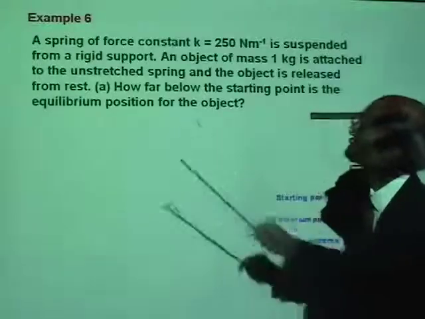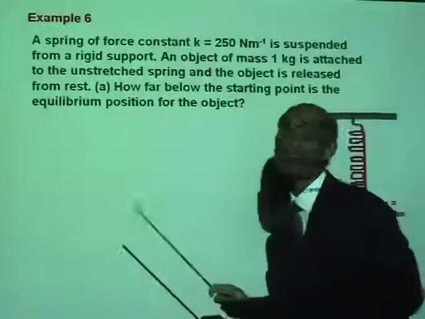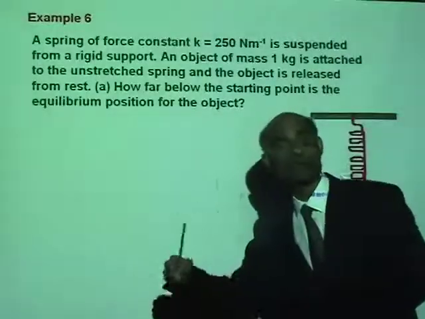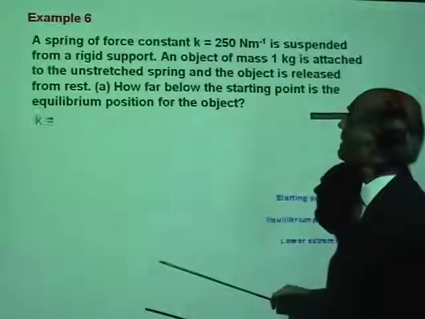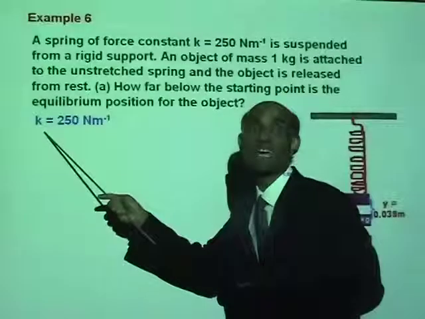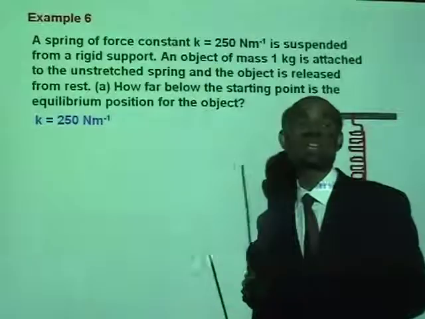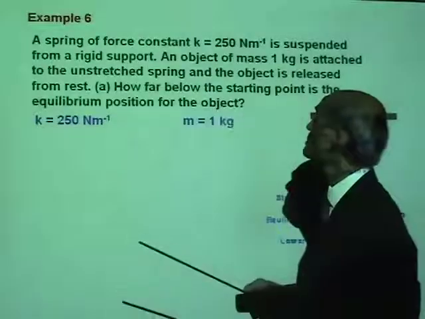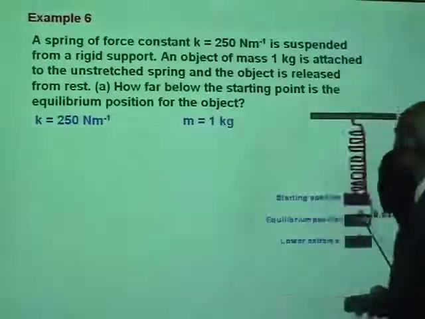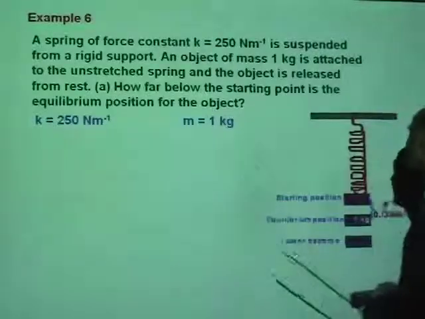Alright, let's see. There are many parts for this. We will do one at a time. What other things do we know? We know the K value of the spring. K is 250 Newton per meter. We know the mass of the object is 1 kilogram.